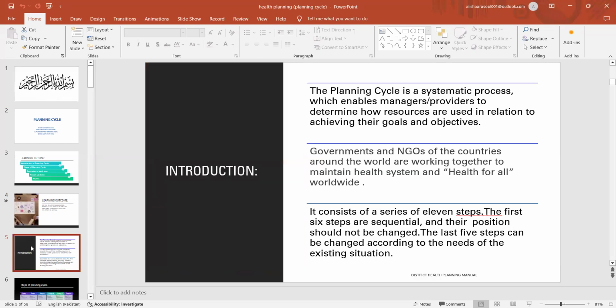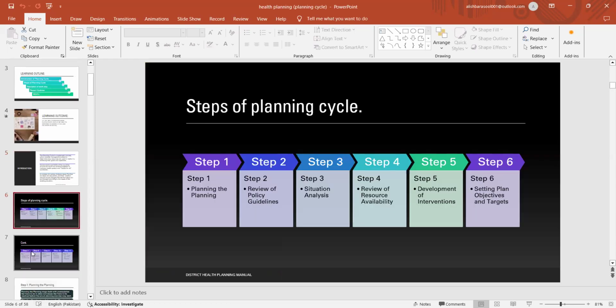The planning cycle is a systematic process which enables managers and providers to determine how resources are used in relation to achieving their goals and objectives. Governments and NGOs of the countries around the world are working together to maintain health systems and health for all worldwide. It consists of a series of 11 steps. The first 6 steps are sequential and their position should not be changed. The last 5 steps can be changed according to the needs of the existing situation.